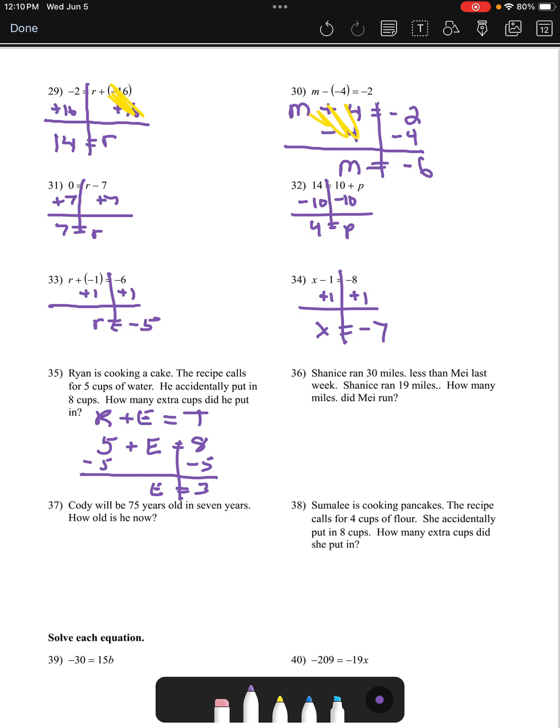Now I want to point out, some of you are probably thinking, okay, Mr. Noy, I don't need to write an equation down to do this. I can just tell you it was 3 extra cups. And you're right, I understand that. That's not the purpose here.